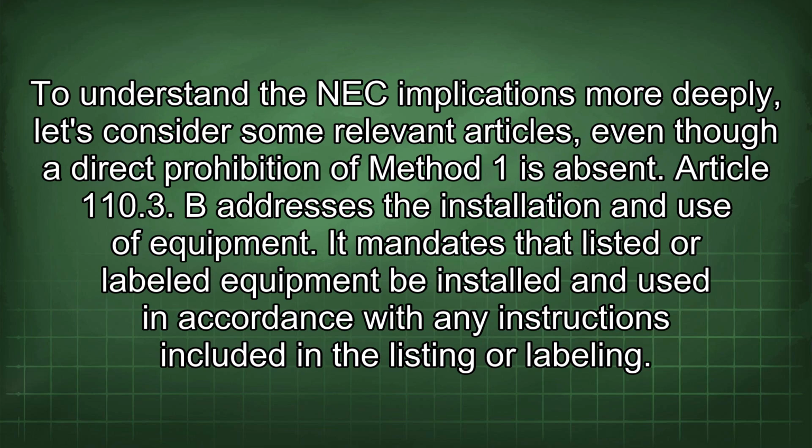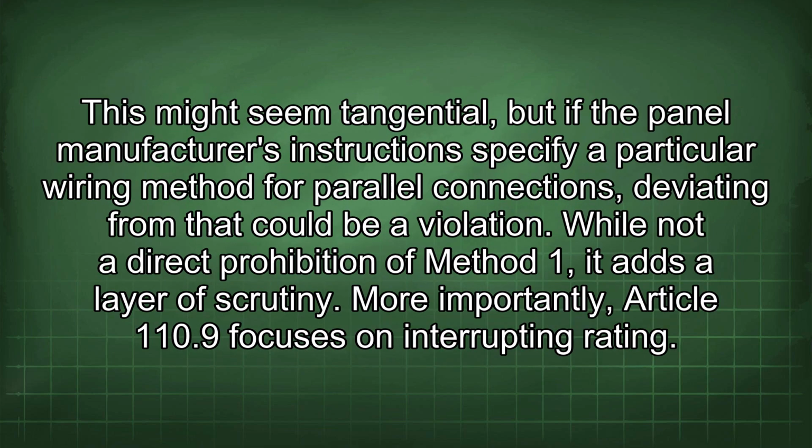To understand the NEC implications more deeply, let's consider some relevant articles, even though a direct prohibition of Method 1 is absent. Article 110.3(B) addresses the installation and use of equipment. It mandates that listed or labeled equipment be installed and used in accordance with any instructions included in the listing or labeling. This might seem tangential, but if the panel manufacturer's instructions specify a particular wiring method for parallel connections, deviating from that could be a violation. While not a direct prohibition of Method 1, it adds a layer of scrutiny.